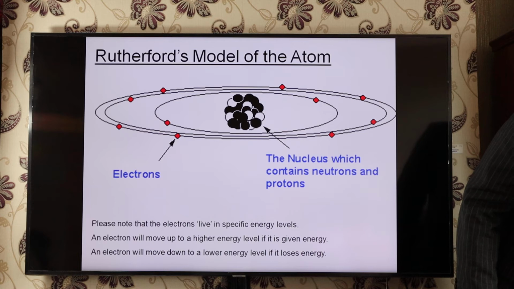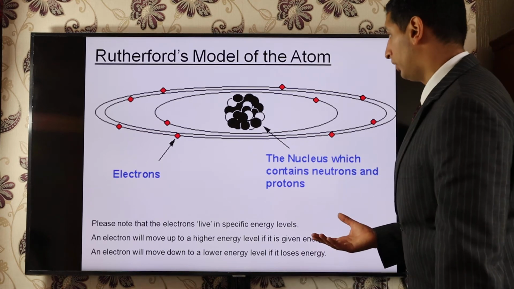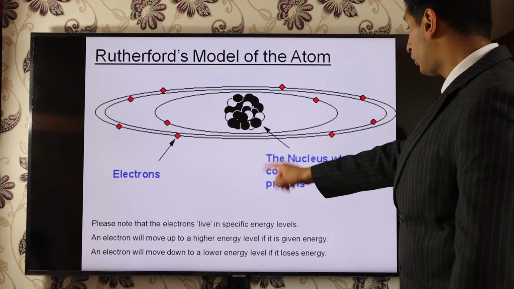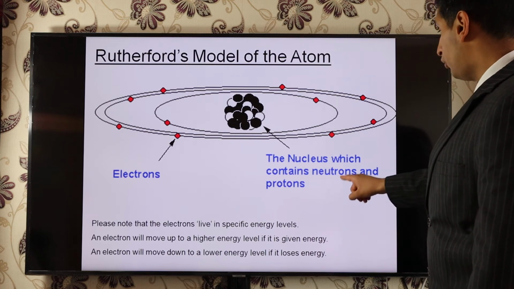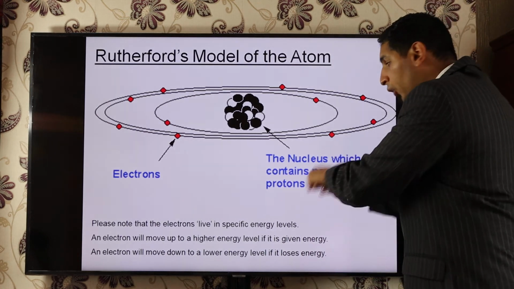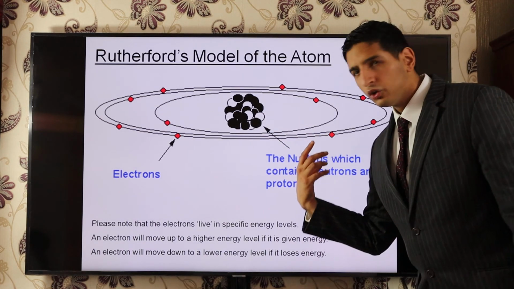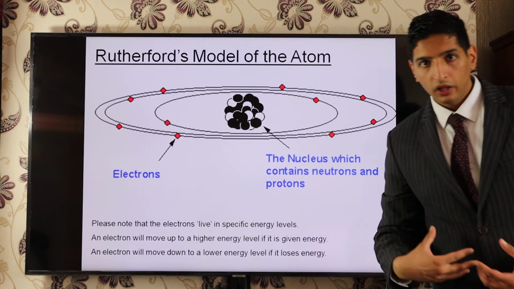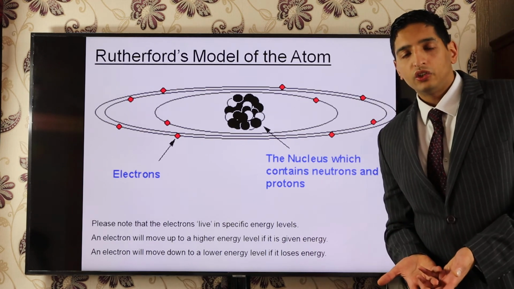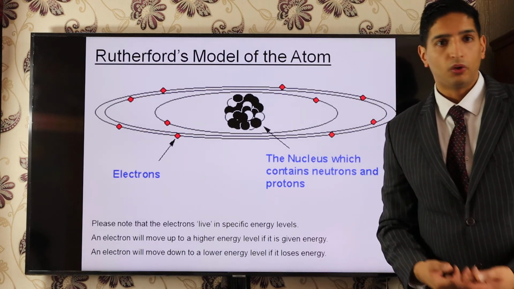So this is Rutherford's nuclear model. He said the nucleus contains protons, and at that time he didn't know about the neutrons. Then he said the electrons were around it. So he was a lot closer than J.J. Thomson was with the plum pudding model.